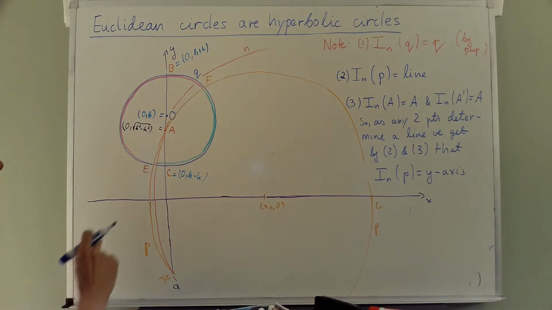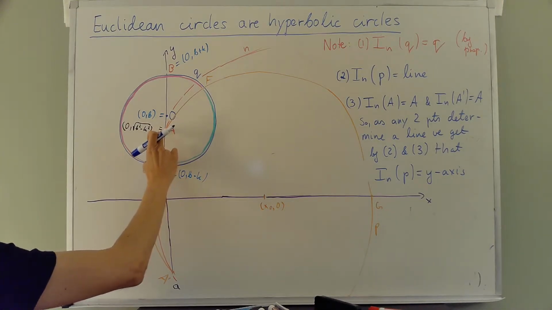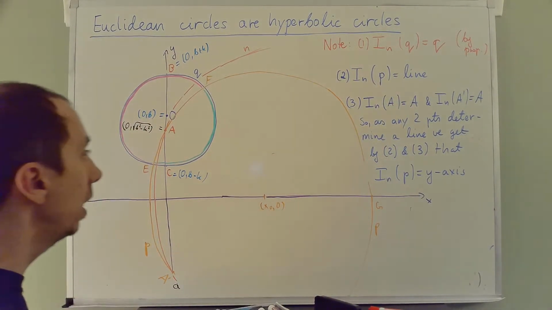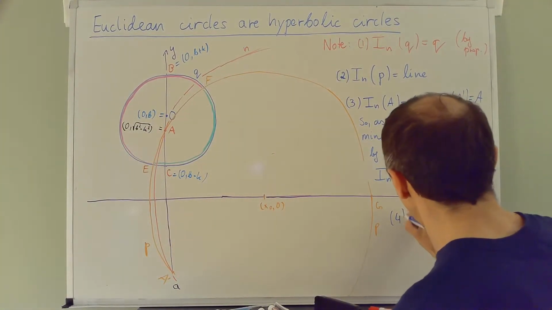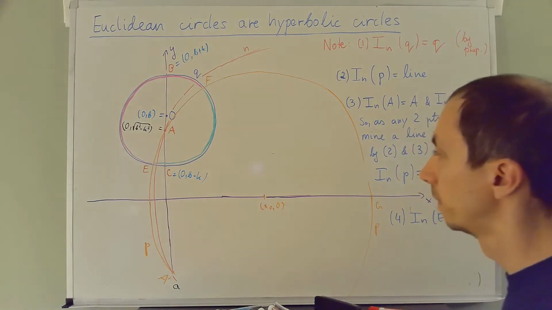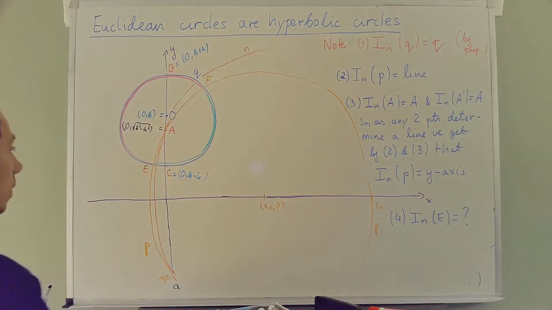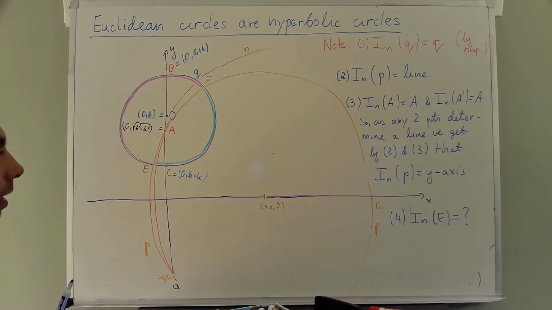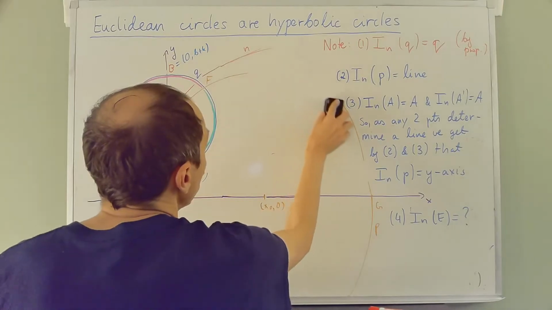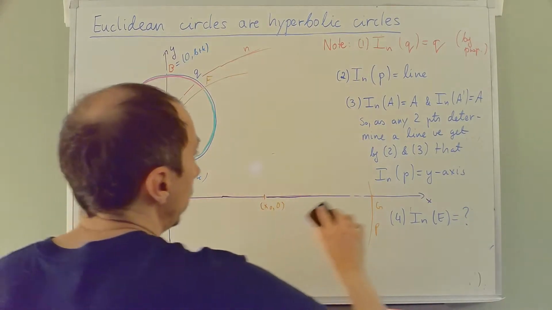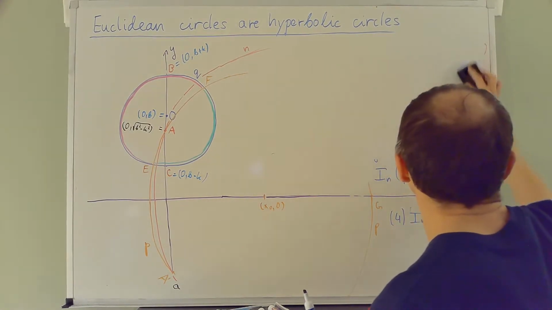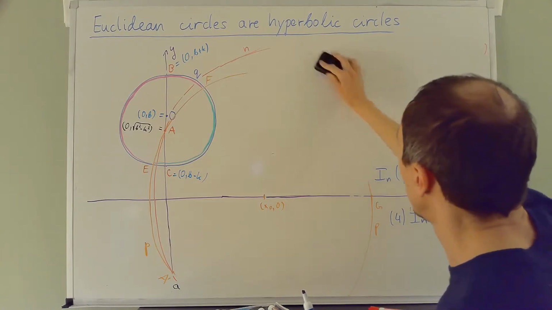I would like to know what happens to this arc, AE. So I already know that In of A is equal to A. The question, what is In of E? So I want some characterization of E. So let me erase this. In fact, I don't think I need this part anymore. It's just that the image is the y-axis, so I can erase this. So what is In of E?